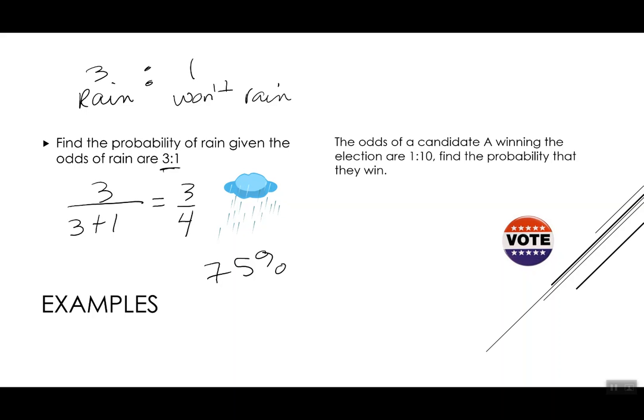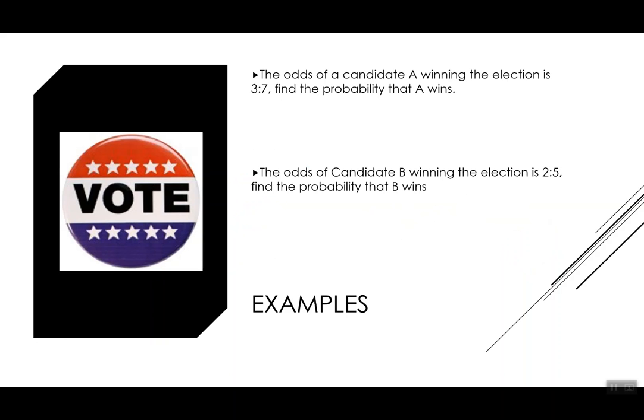Let's look at a second example. The odds of a candidate A winning an election are 1 to 10. Find the probability that they win. So there's 1 way the person's going to win, over the 1 plus 10, 11 things that could happen, so I have 1 over 11. The odds of candidate A winning an election are 3 to 7. We're going to find the probability that candidate A wins. So we take the 3 on top, we do 3 plus 7 on the bottom. This gives us 3 over 10.